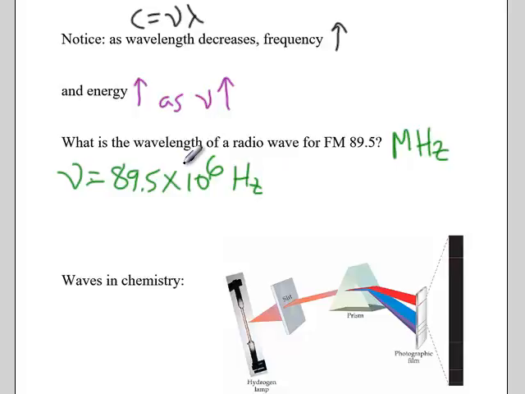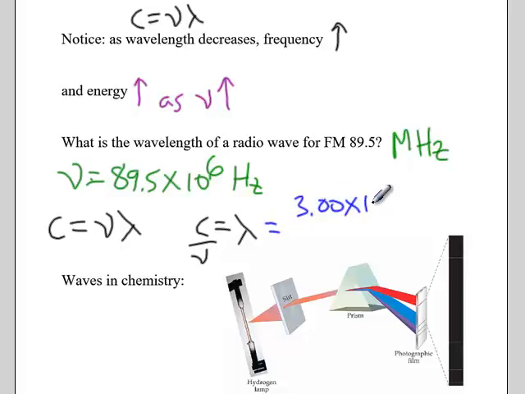And in this question, we want to know what is the wavelength. So we're going to start from the equation speed is equal to frequency times wavelength. And if I solve for wavelength by itself, I can bring the frequency over to the left. So the wavelength is equal to the speed divided by the frequency. The speed is a constant, 3 times 10 to the 8th meters per second. And the frequency nu, 89.5 times 10 to the 6th hertz.